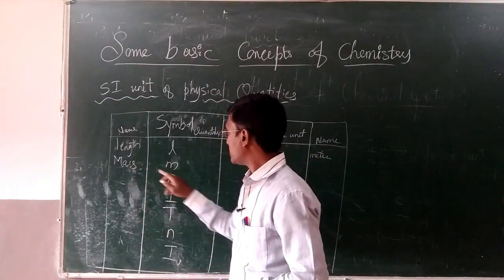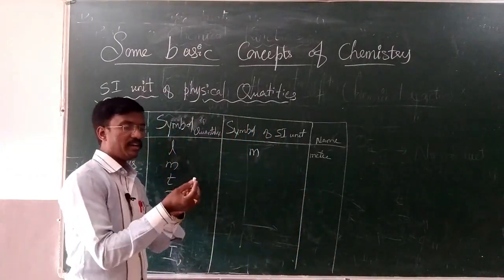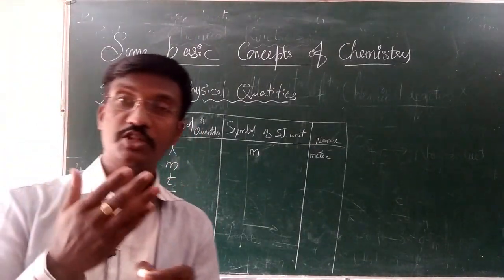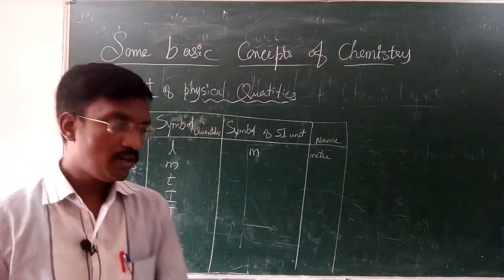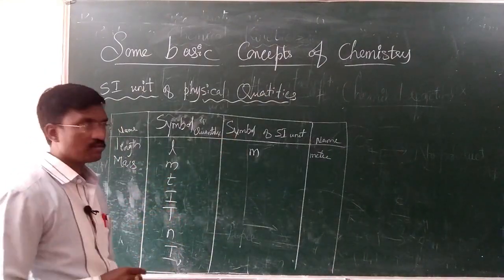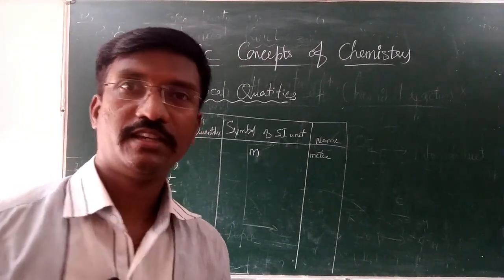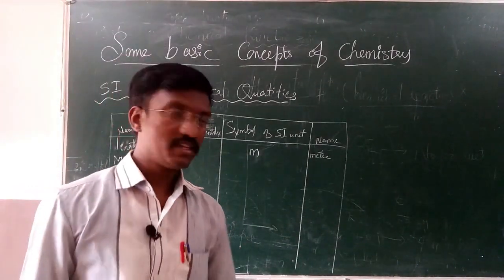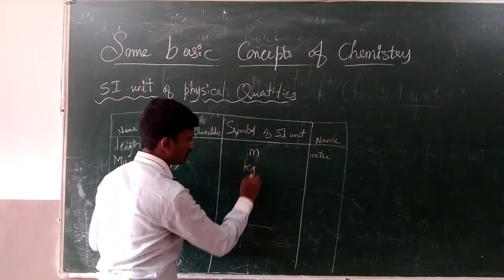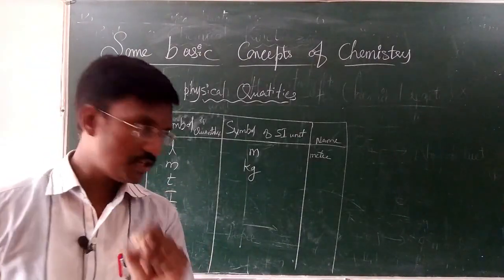So mass has the symbol M. It can be measured in gram, milligram, kg, ton, quintal. But the standard SI unit for measuring mass is kg. The SI unit of mass is kilogram, represented as kg.